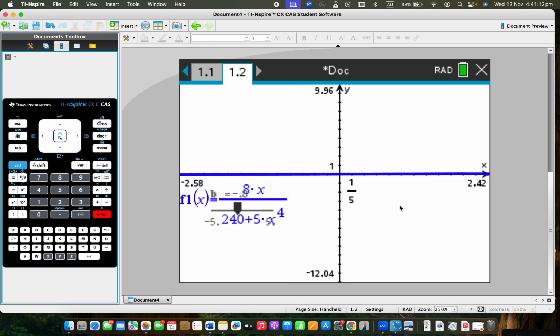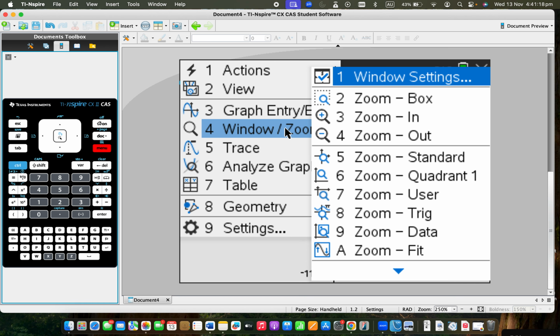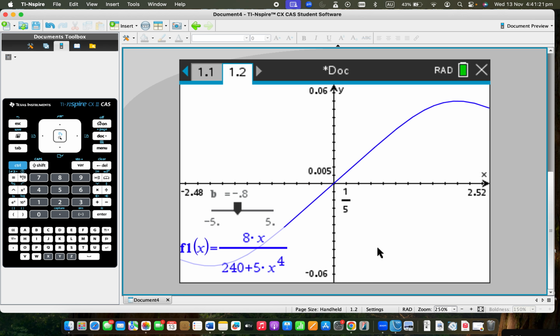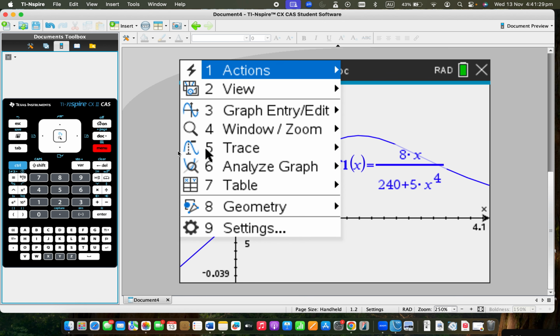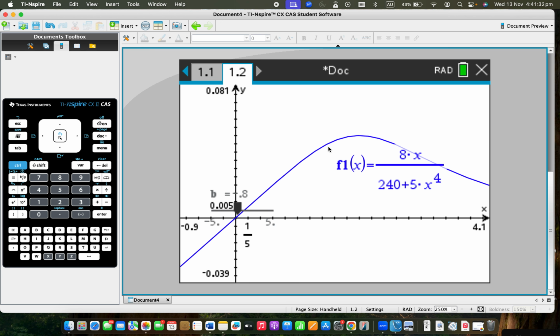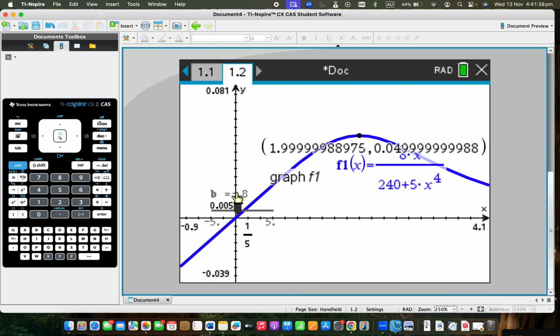So what's the maximum rate? I think my thing stuffed up. Okay, so the maximum's over here. So it happens at t is 2, and it looks like 0.05. Let's just double check.